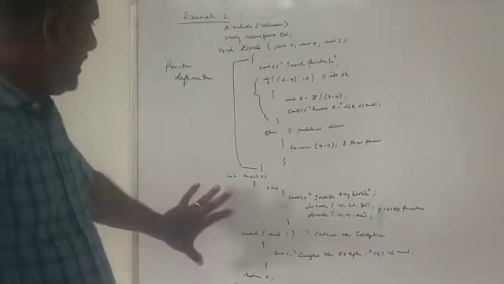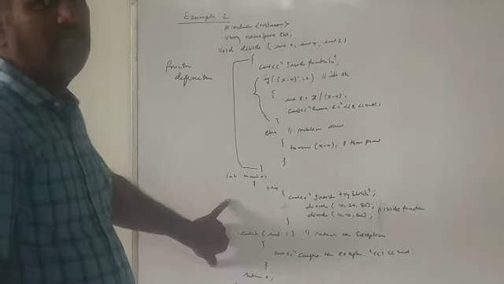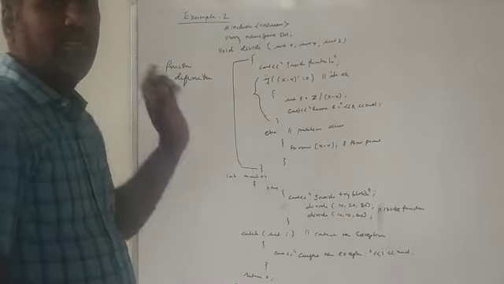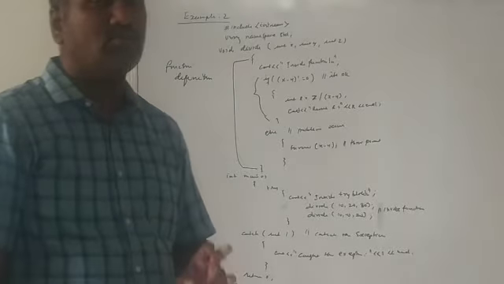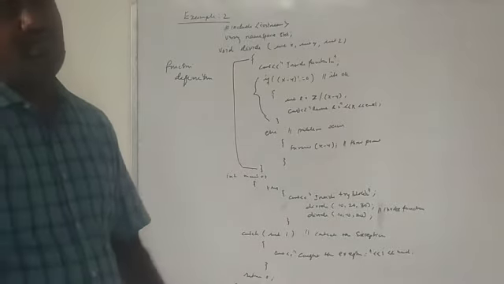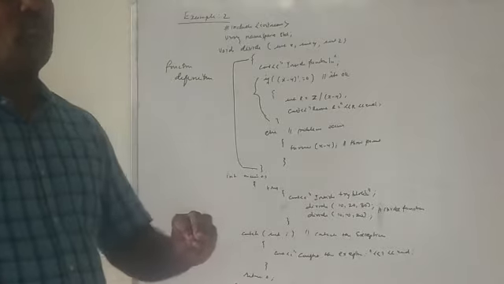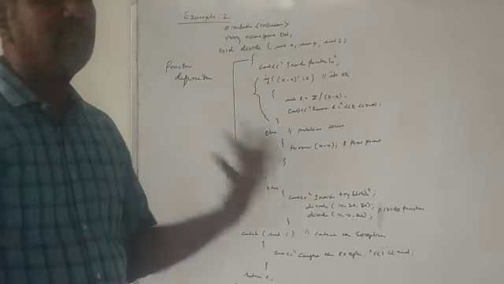Second, we define the main function. As we already told in the example diagram, the try and catch blocks should be present inside the main function, and the throw point function is outside the main function.